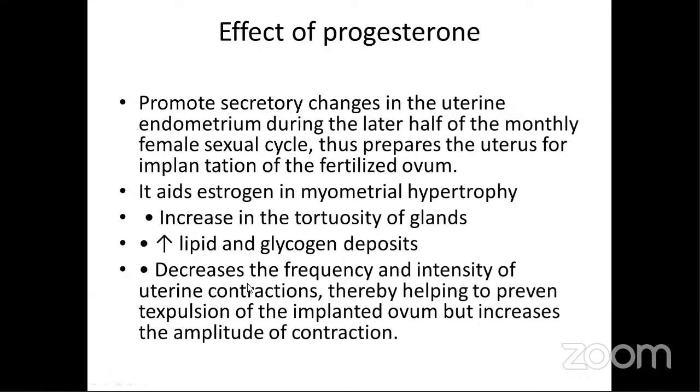Now, what about the progesterone? It promotes secretory changes in the uterine endometrium during the later half of the monthly female sexual cycle. Thus, it prepares the uterus for the implantation of the fertilized ovum. It aids the estrogen in myometrial hypertrophy. It increases the secretory activity of the glands. It increases the lipid and glycogen deposits. But what is important in relation to labor is that it decreases the frequency and intensity of uterine contractions, thereby helping to prevent expulsion of the implanted ovum. So these are the effects of progesterone on the uterine musculature and other important structures of the uterus.